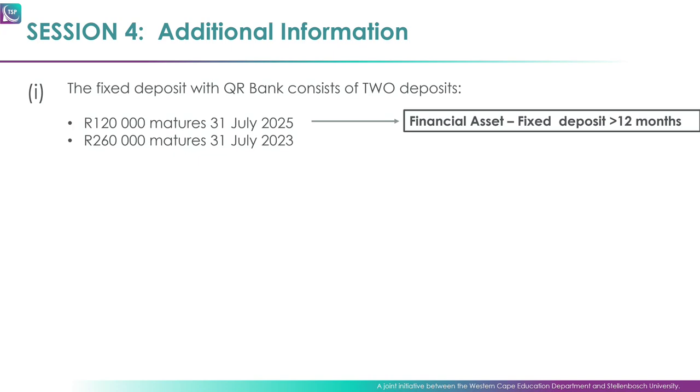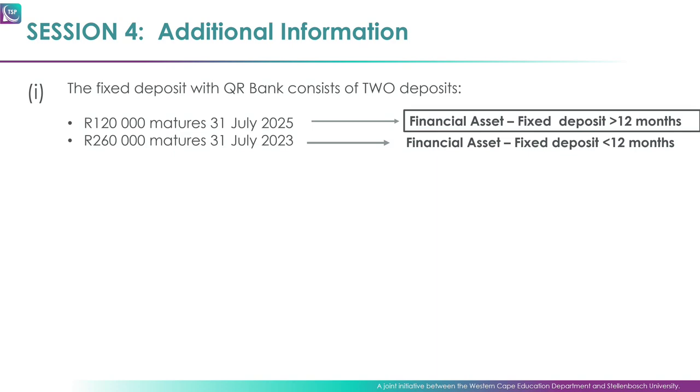The first one, because it matures in the future, so not now, very much in the future, is a financial asset, a fixed deposit, which will be there for more than 12 months, which will stay a financial asset. However, the next one, it's also a financial asset, also a fixed deposit, however, it matures within the next 12 months. Now, I know what you're thinking. It looks exactly the same, and it's true, it does.